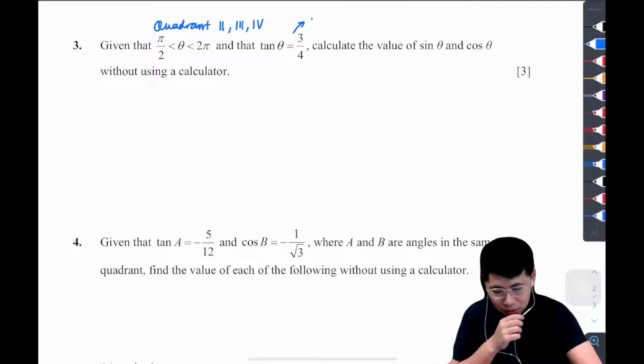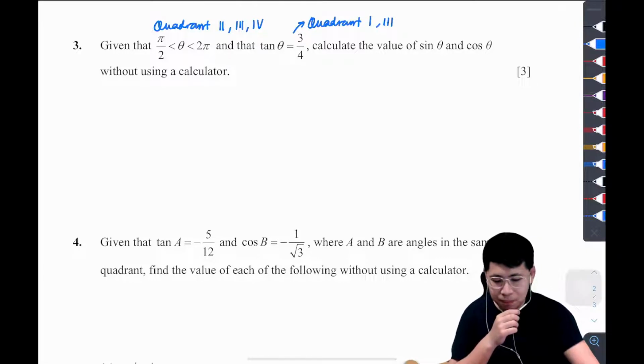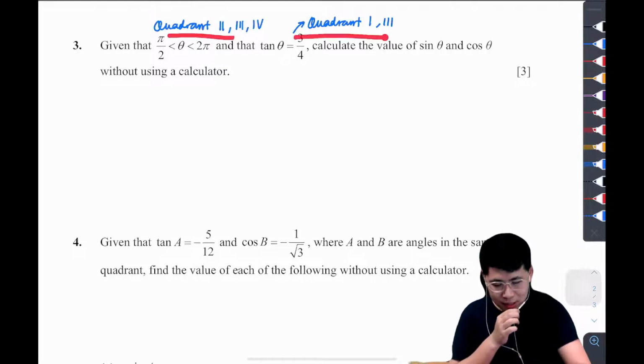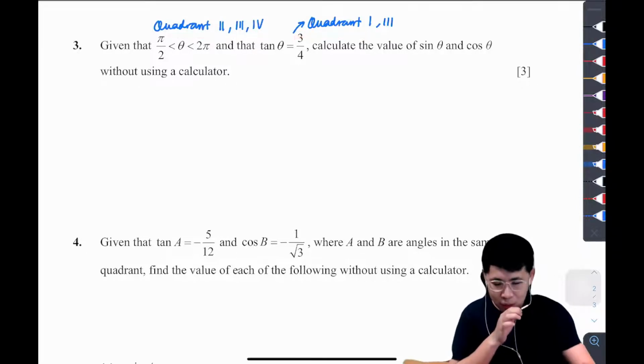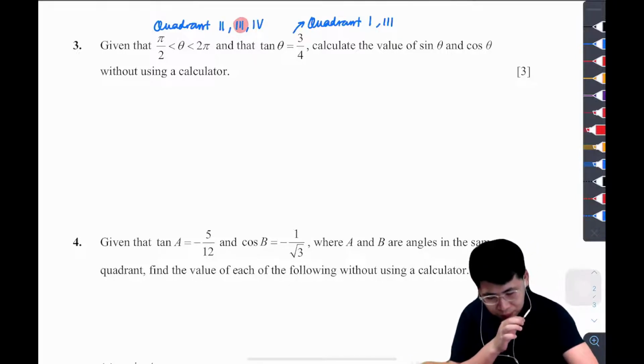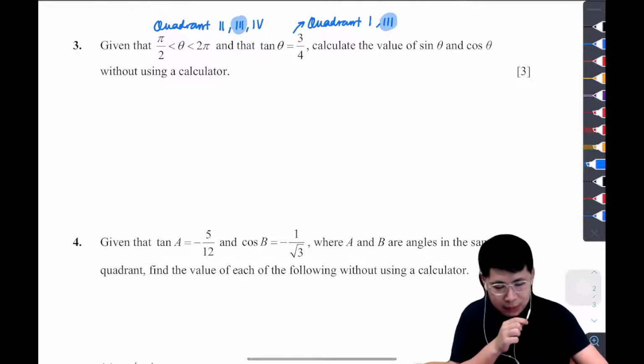So from this one over here, right, this is quadrant 1 and quadrant 3. Okay, so between these two sets, which is the common quadrant? The common quadrant is actually quadrant number 3. So for me, I'm just going to focus on quadrant number 3. It will be in quadrant 3.